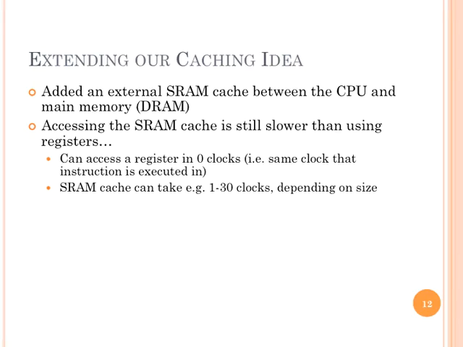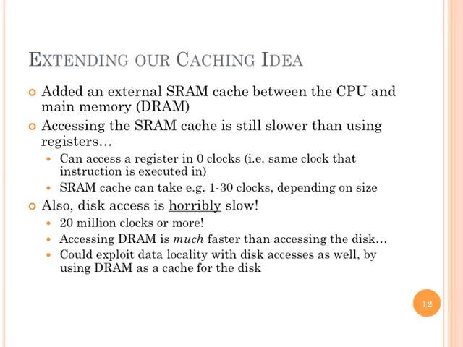We can access a register in 0 clocks effectively, where if you have an operation that's using registers, and it's only using registers, then it can be performed in 1 clock, so it's all performed in the same instruction. So the SRAM cache, though, can be up to 30 clocks away. It might even be further. It depends on the design of the system. But it may take that much longer to access.